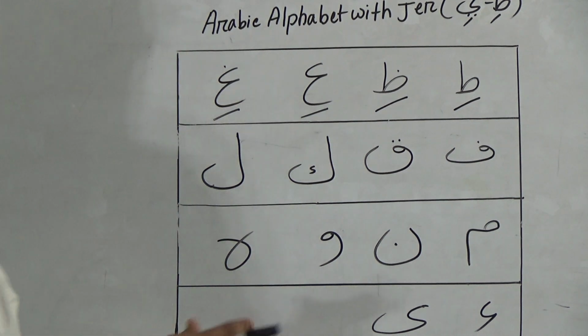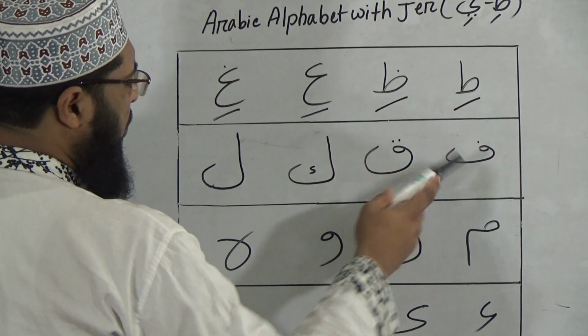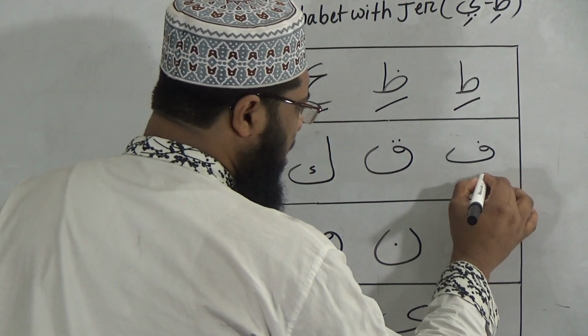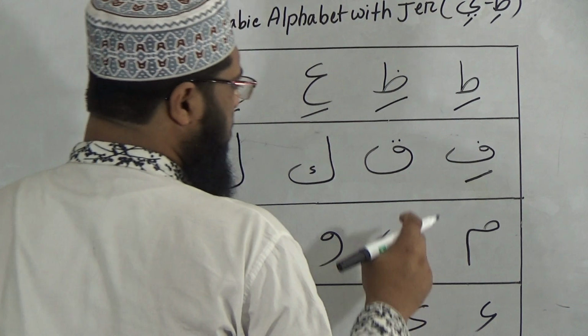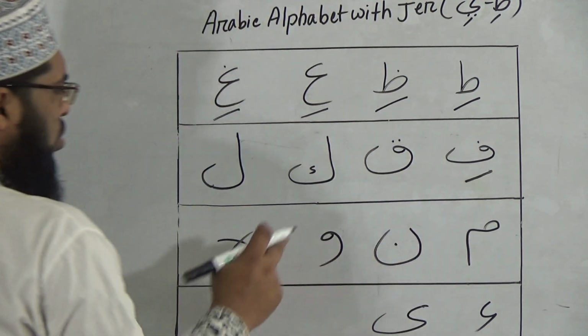Now my dear students, this one is Fa. You know that this alphabet is called Fa. Now I am putting a Zer under the Fa, and you have to pronounce this one Fa Zer Fi, Fa Zer Fi.